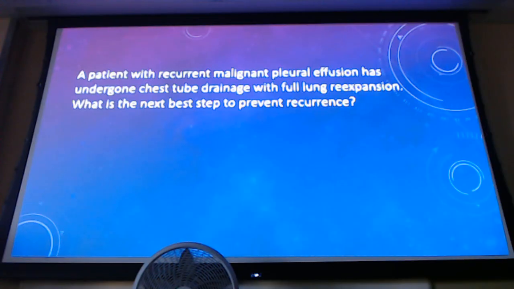Pleurodesis. Good. What are you going to use? Or what are the things we have available to us? Talc. Doxy. What's the last one? Mechanical, with our Bovie pad, right? So we want to scar that surface so that the lung sticks and prevents reaccumulation of fluid.